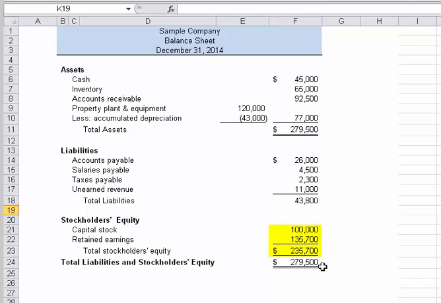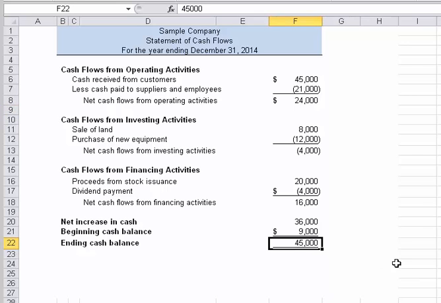And then finally, the last interrelationship between the four principal financial statements is cash. And we see that $45,000 of cash showing up as our bottom line on the ending cash balance. Okay, so this has just been a brief introduction to the four general purpose financial statements.